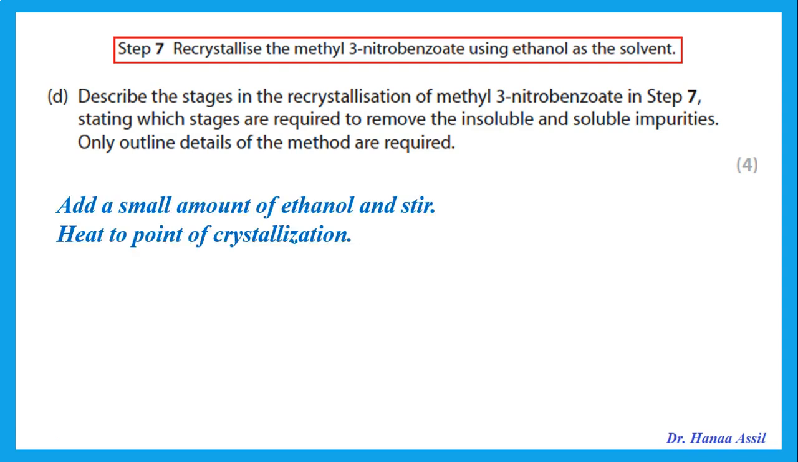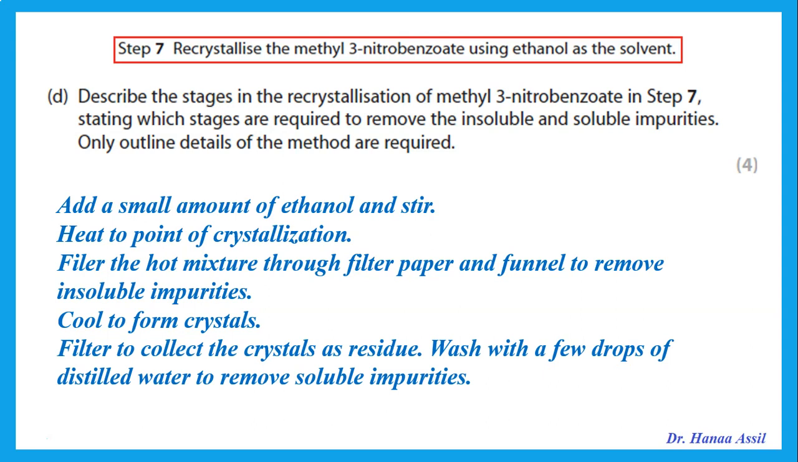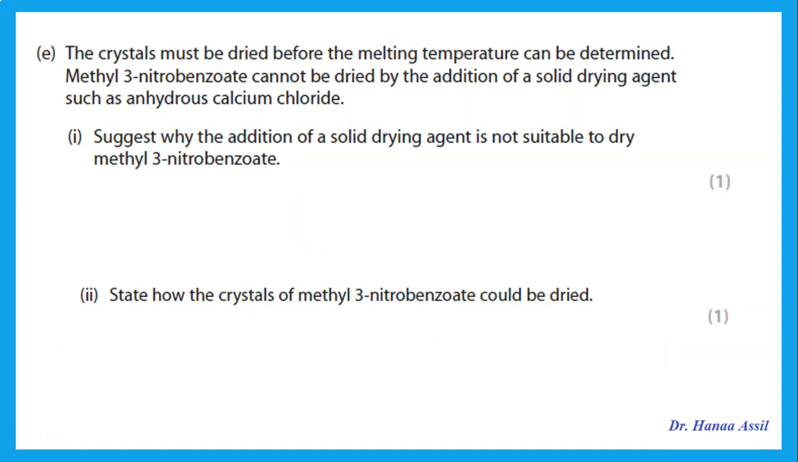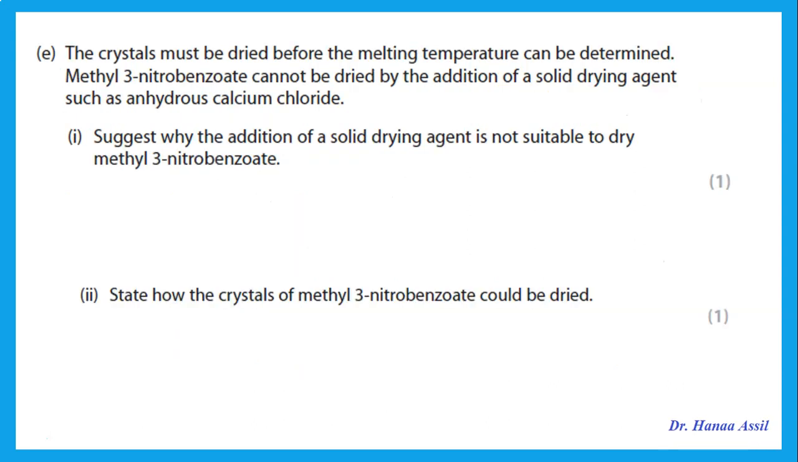So the first thing I do is I add a small amount of ethanol. I don't want too much. And I need to heat it to the point of crystallization. Now, while it is hot, I should filter it in order to remove the insoluble impurities. And then I leave the solution to cool. This will form crystals. Then I filter the crystals, wash with a few drops of distilled water to remove the soluble impurities, and we get the crystals as a residue.